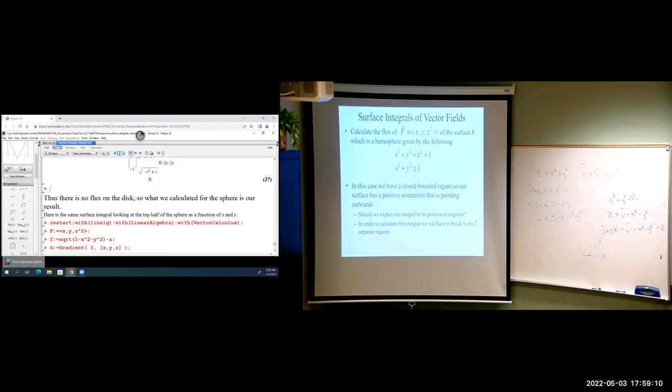But again, my goal is for you to see, hey, we're doing the same thing we did before. Also, we're doing the top half of a sphere. So once again, our region in the xy plane is a circle of radius 1. So the limits will be the same as the limits we had in the previous problem.